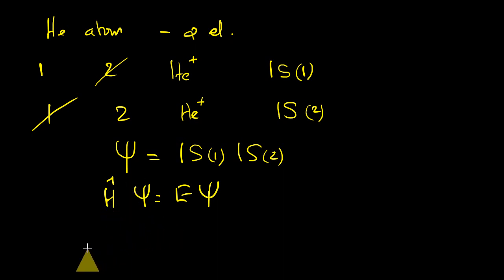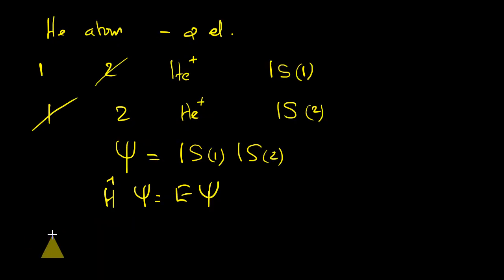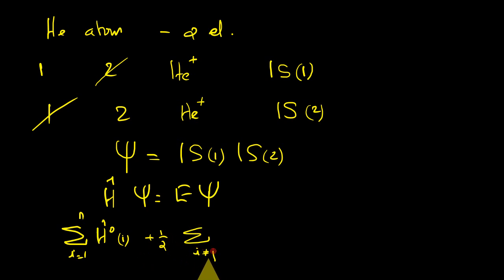And in general, we can do the same. If you are considering psi is equal to phi 1(1), phi 2(2), phi 3(3), etc., then you can consider the general Schrodinger wave equation like sigma I equal to 1 to n, H cap 0 I plus half sigma I not equal to j e square divided by Rij. Okay, that is the Hamiltonian into psi.